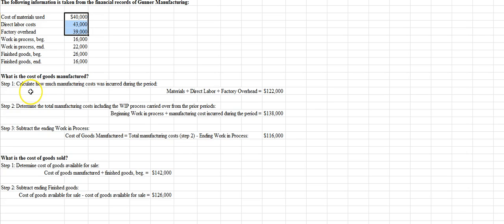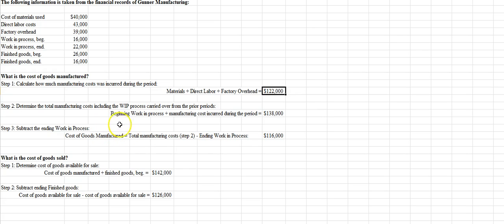So step one, calculate how much manufacturing cost was incurred during the period. You're going to add materials, labor, and factory overhead. If you add those three together, you're going to get $122,000. So I incurred $122,000 this period, right?